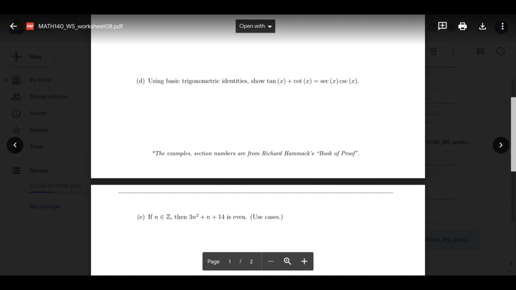Or E. E, use the definition, right? What's the definition of even function? F of negative x, use the definition, f of negative x equals f of x. So we substitute negative x into the function. If that equals f of x, that's how we prove it's an even function.